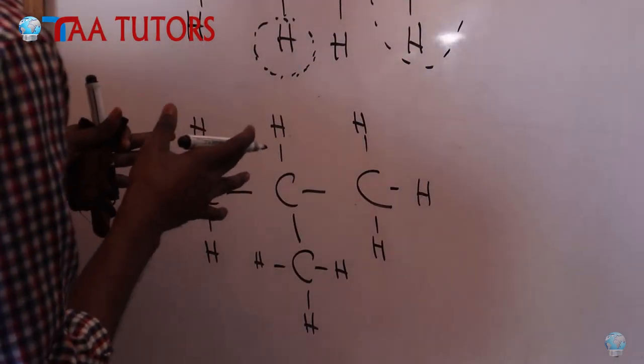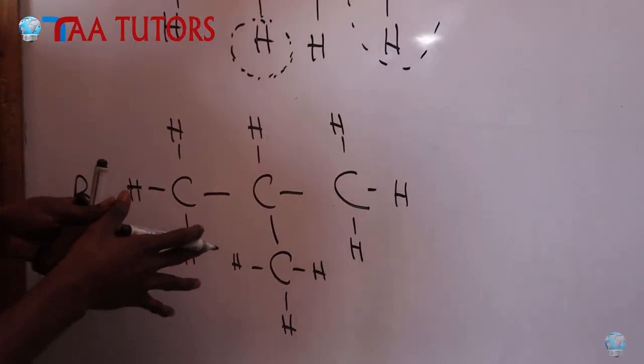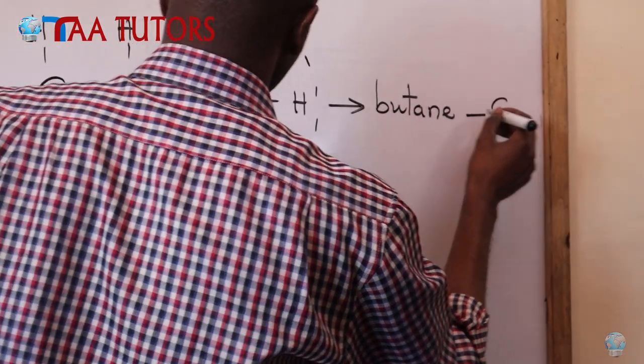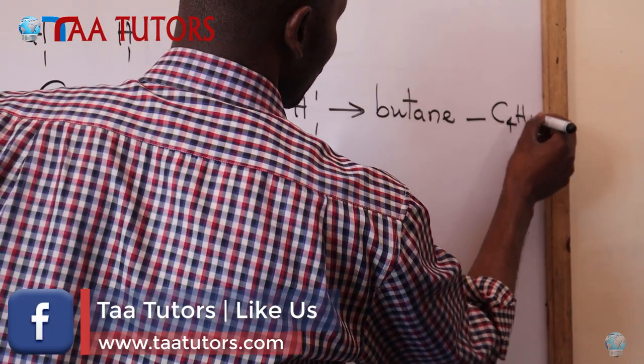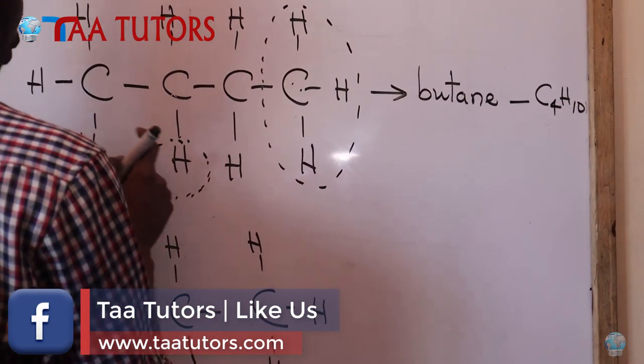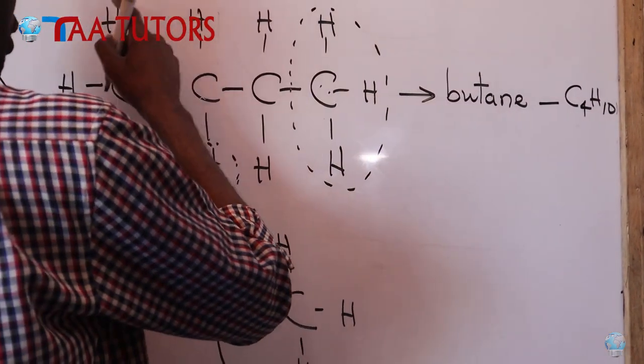So this compound here, if you look at this butane, the molecular formula will be C4H10. It is 1, 2, 3, 4, 5, 6, 7, 8, 9, 10.